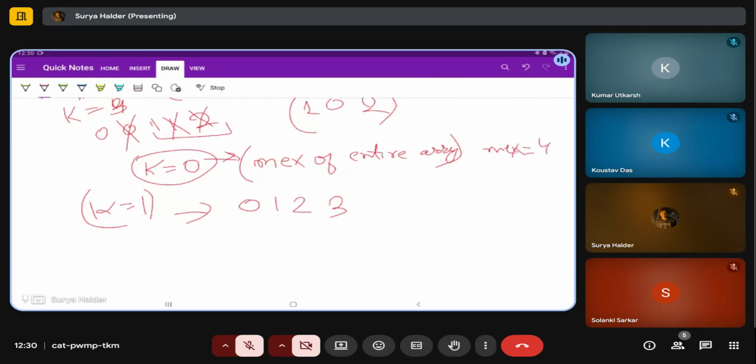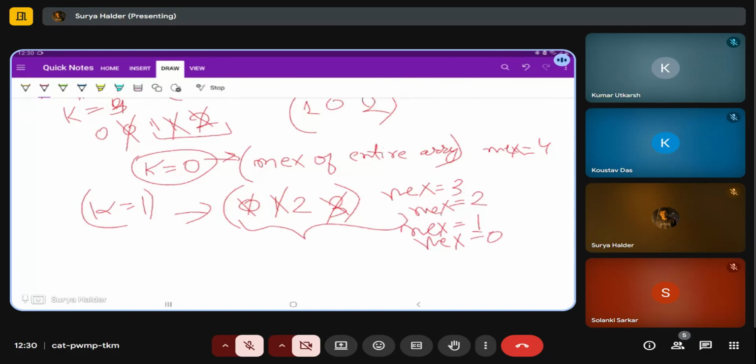Now, one removal I can make in the array. Suppose if I remove 3, then my max is coming as 3. If I remove 2, then my max is coming as 2. If I remove 1, then my max is coming as 1. If I remove 0, then my max is coming as 0. So how many number of one frequency elements are present? 4. And that is the number of unique max.